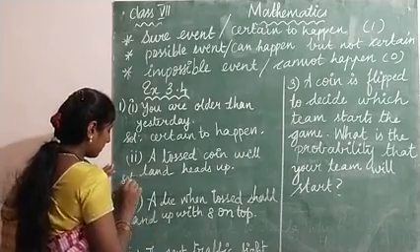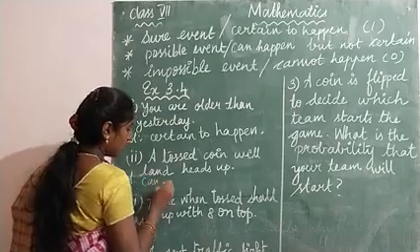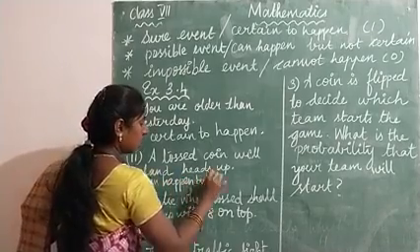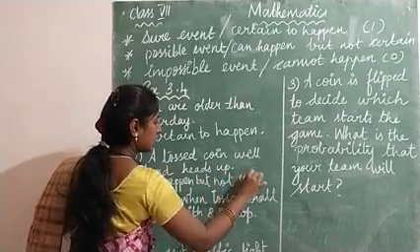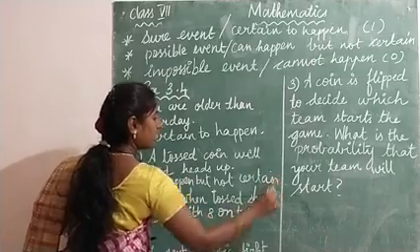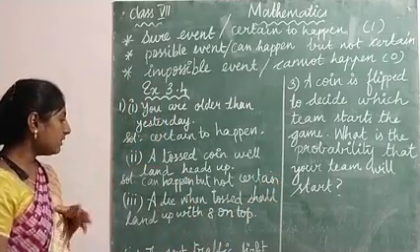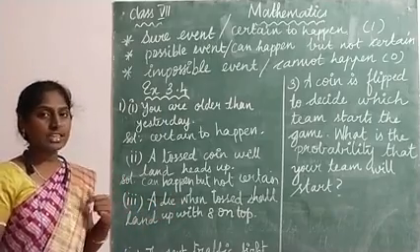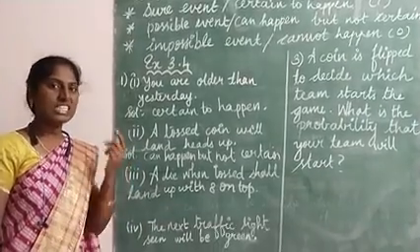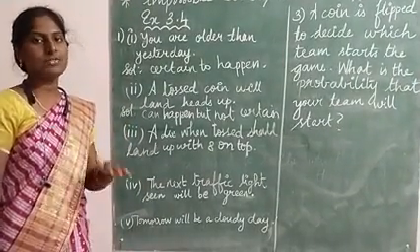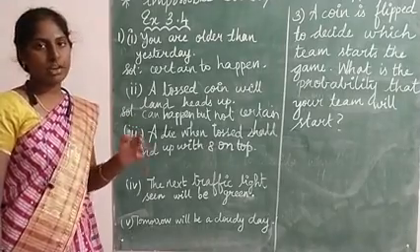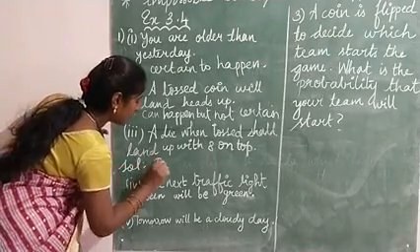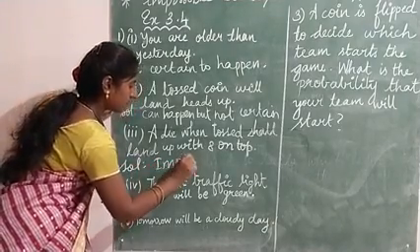So you will write can happen but not certain, right? Next one, a die when tossed shall land up with 8 on top. How many faces does a die have? It has only 6 faces. There is no chance for 8 to appear on the top of a die, right? So here it is an impossible event. So you will write here impossible.